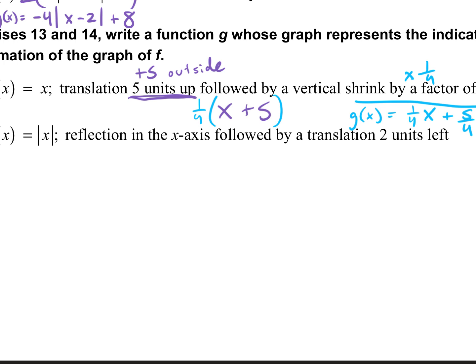All right, for 14. So we're starting with the absolute value of x. What's the first transformation that I'm going to apply here? Reflection in the x-axis. So what gets multiplied by a negative? Everything. Is it going to be inside the absolute value or outside? Outside. Remember, x-axis is outside. So that would be negative absolute value of x.